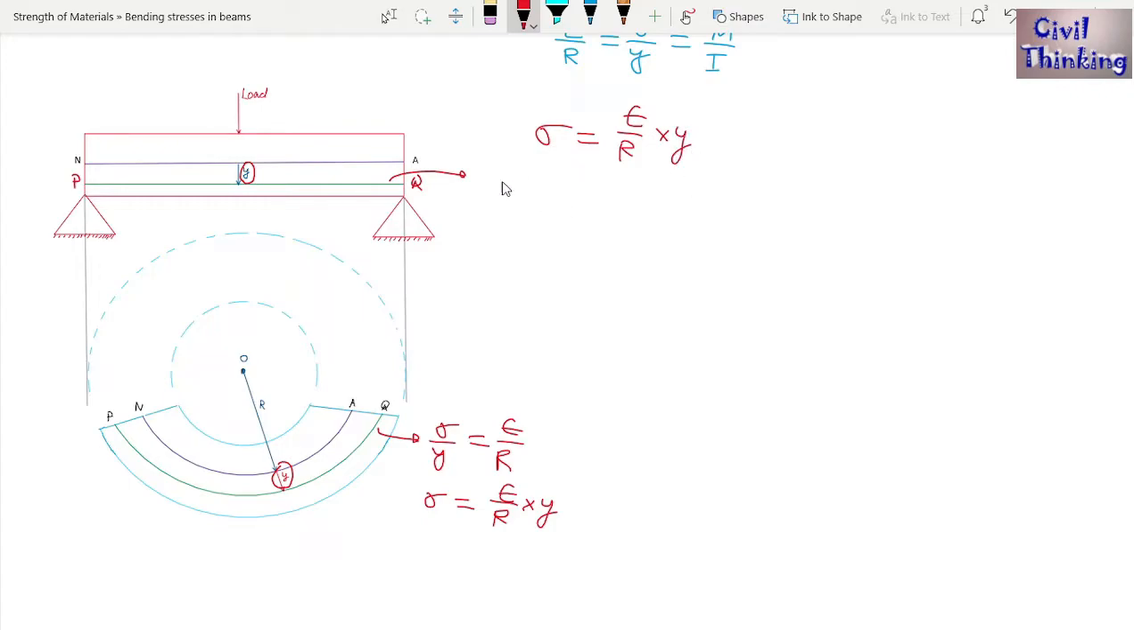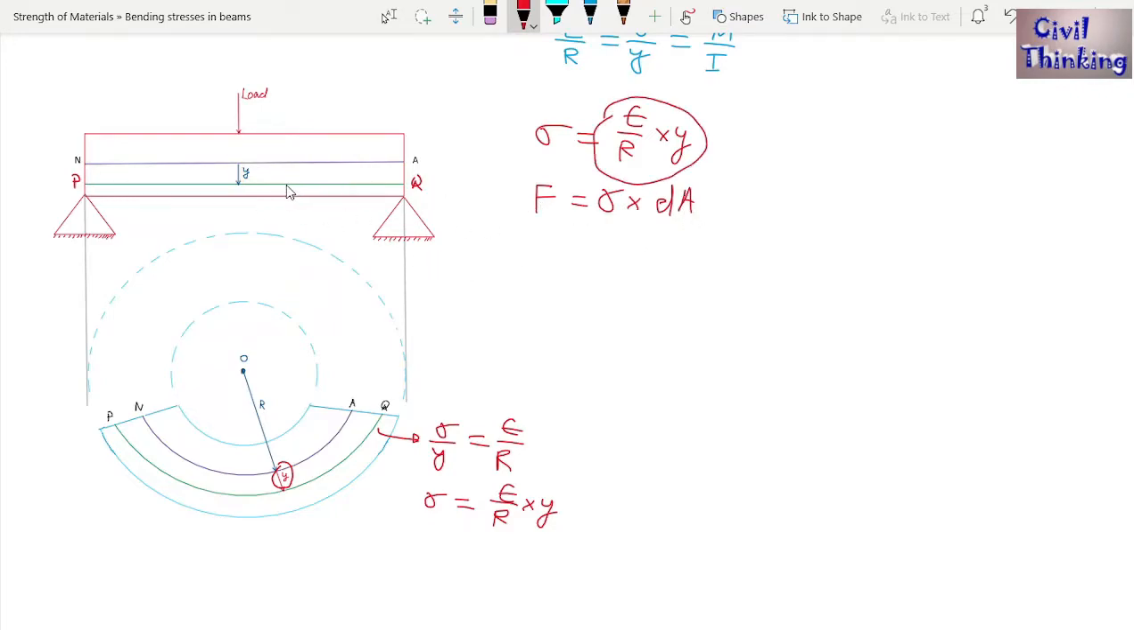Now this is the stress. Because of the stress on the PQ layer, of course there will be forces on the PQ, right? Because force is stress multiplied by area. So let the force on this PQ layer be F, then force will be sigma multiplied by the area of PQ. Let us say the area of PQ is dA, therefore force on PQ is going to be sigma multiplied by dA, right?